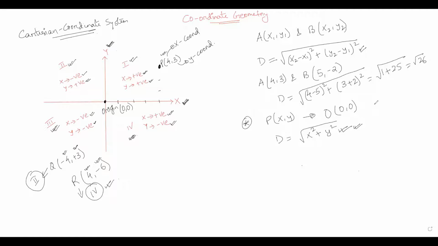So if I want to find the distance of the point say 4 comma 3 from the origin, this would be simply under root of 4 square plus 3 square. So that would be under root of 25, which would be 5 units.